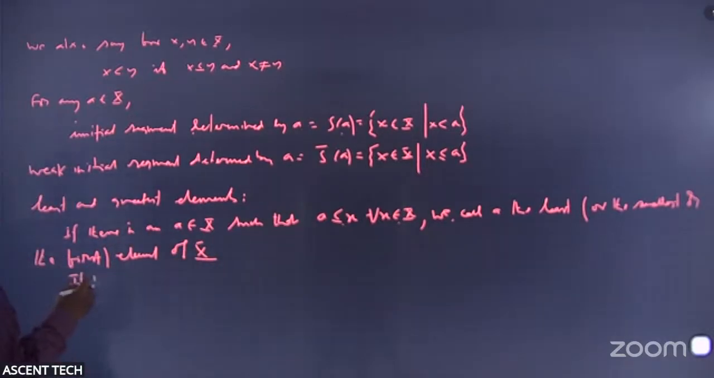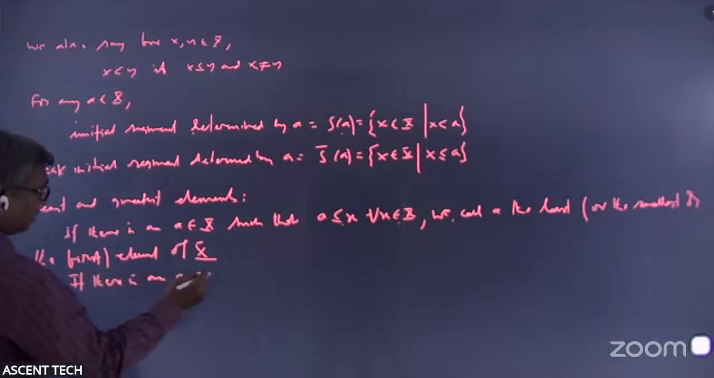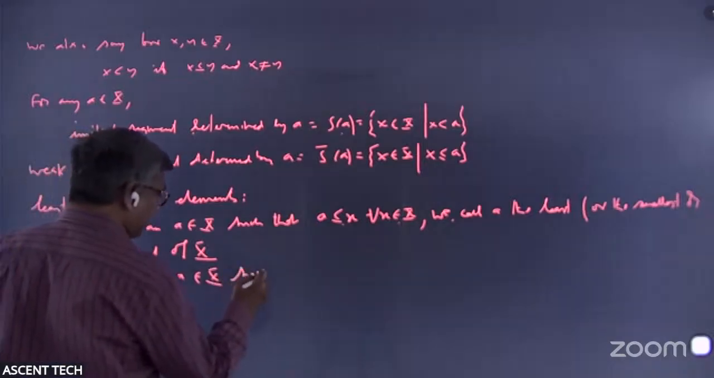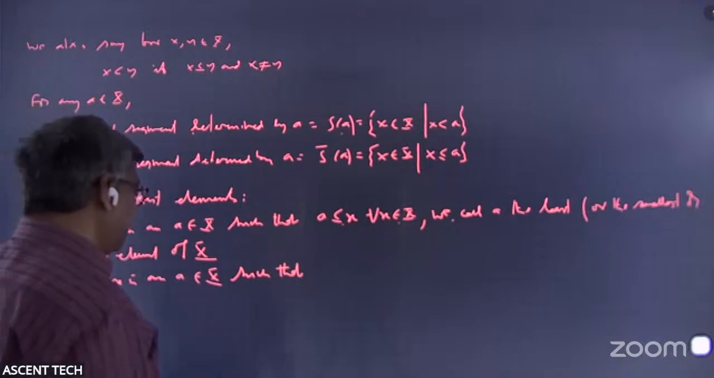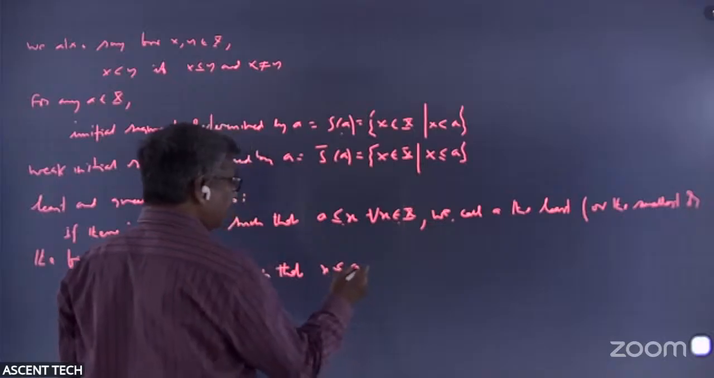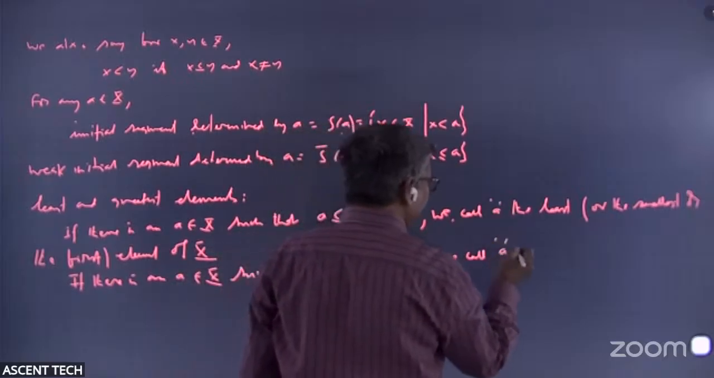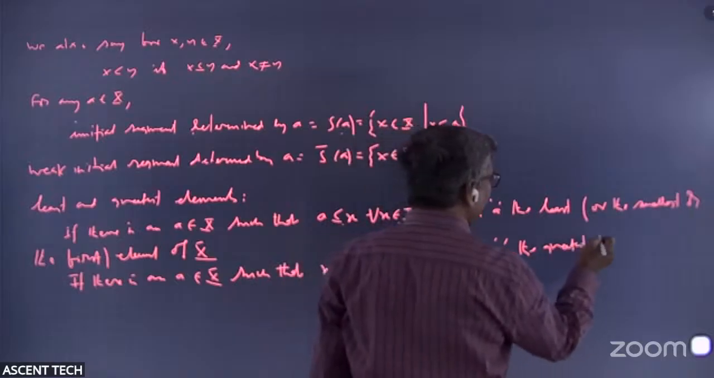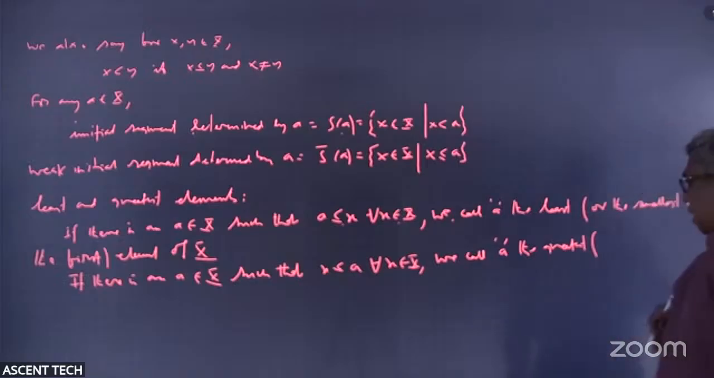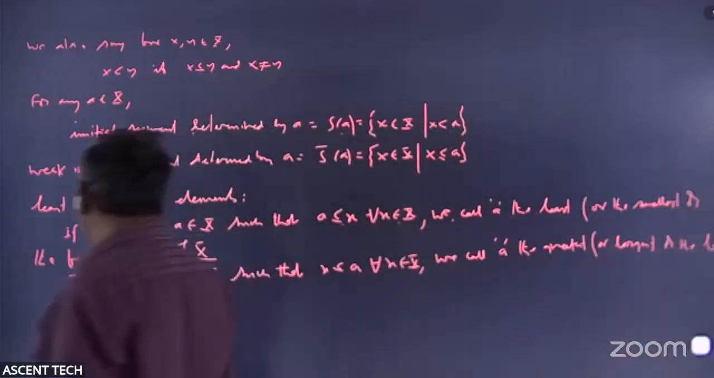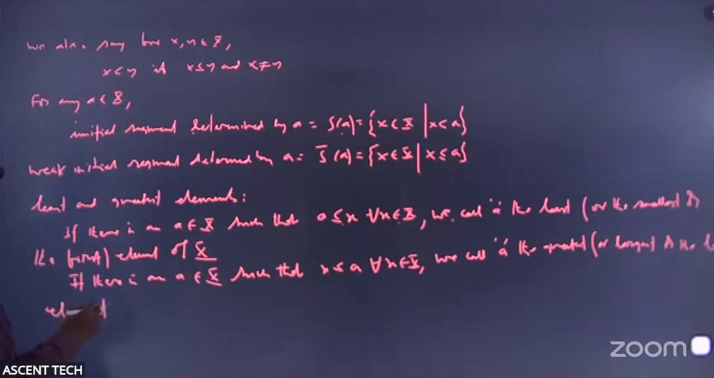Similarly, we can talk about the greatest element. If there is an A in X such that x is less than or equal to A for all x in X, we call A the greatest, the largest, or the last element of X. Use whatever word suits you.